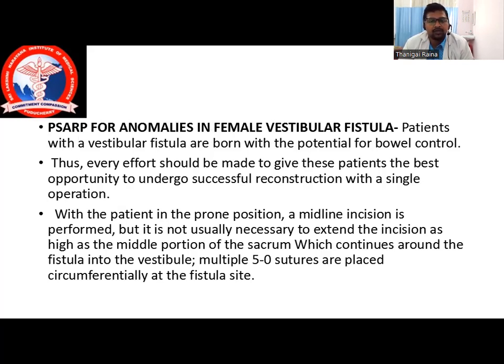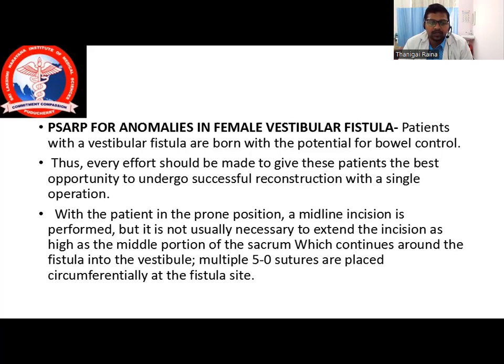So coming to the females. Patients with vestibular fistula are born with potential bowel control. So every effort should be made to give this patient the best opportunity to undergo successful reconstruction with a single operation. With the patient in the prone position, a midline incision is performed, but it is not usually necessary to extend the incision as high as the middle portion of the sacrum, and it continues around the fistula in the vestibule.